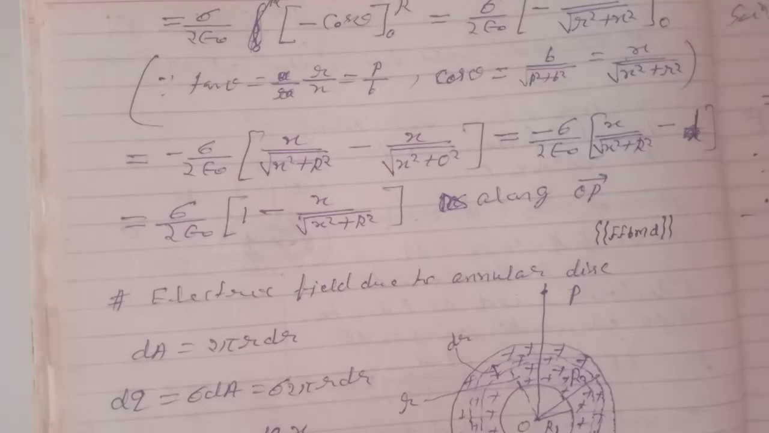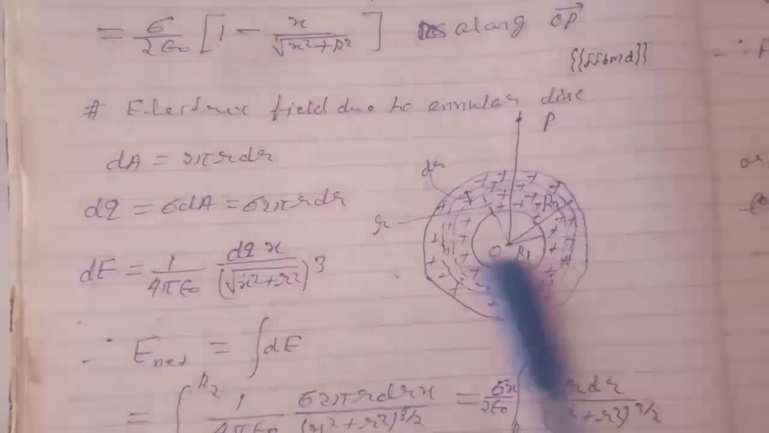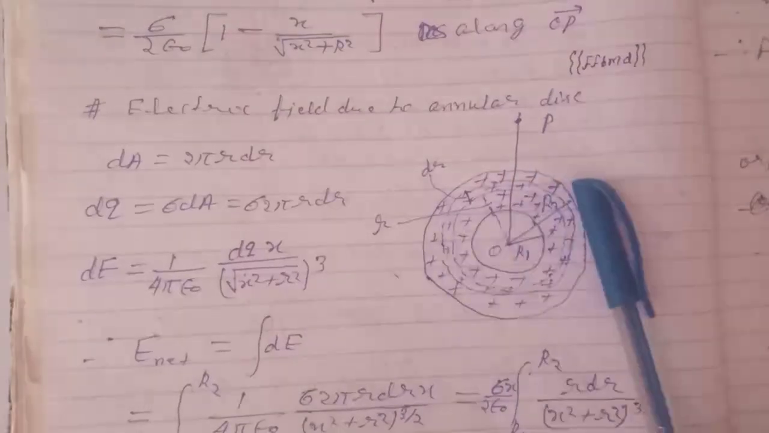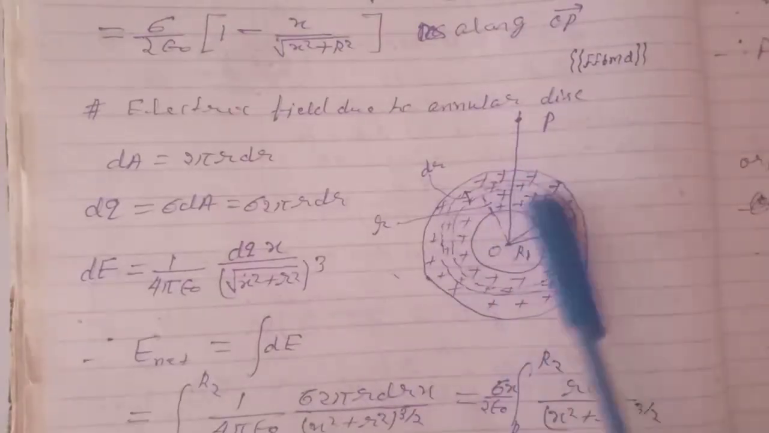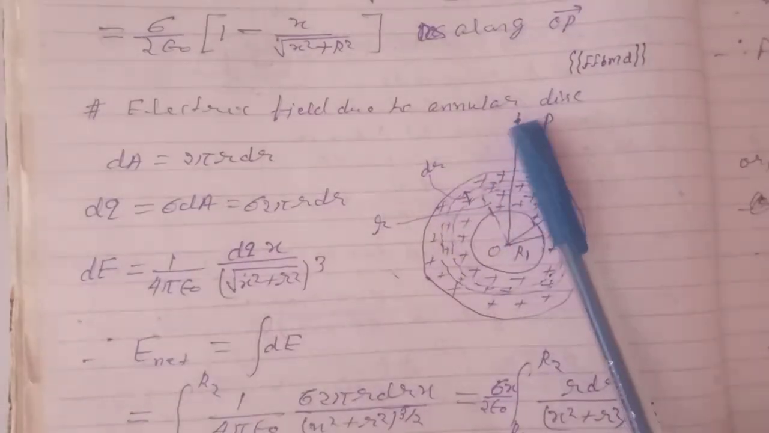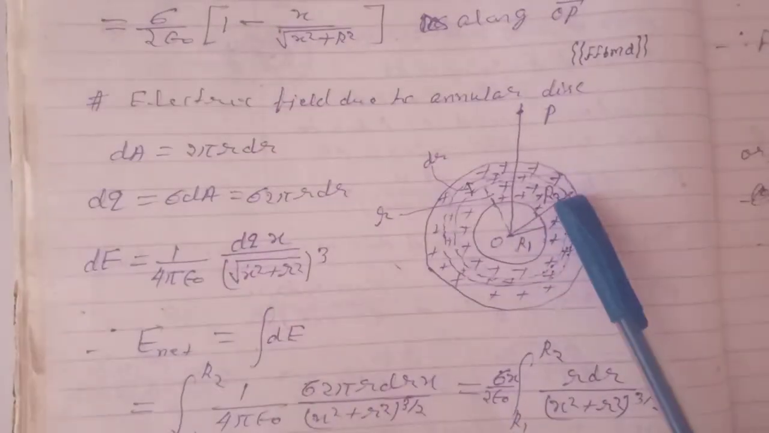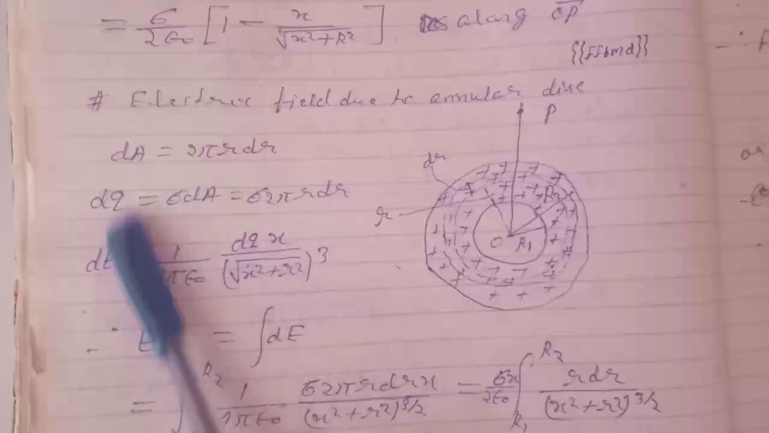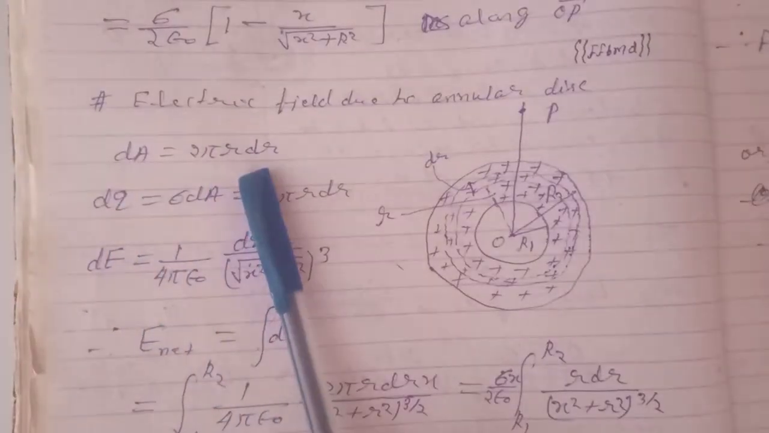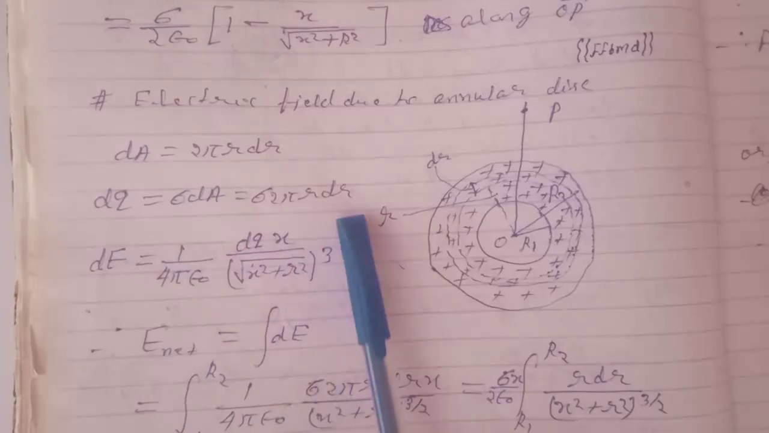Now, electric field due to an annular disk. Here an annular disk of radii r1 and r2 is given, and we have to calculate the electric field on its axis, perpendicular to the plane of the disk, that is at point P at a distance x. So we can take an element at a distance r, and its area will be dA equal to 2 pi r dr. So dq will be sigma dA, that is sigma into 2 pi r dr.